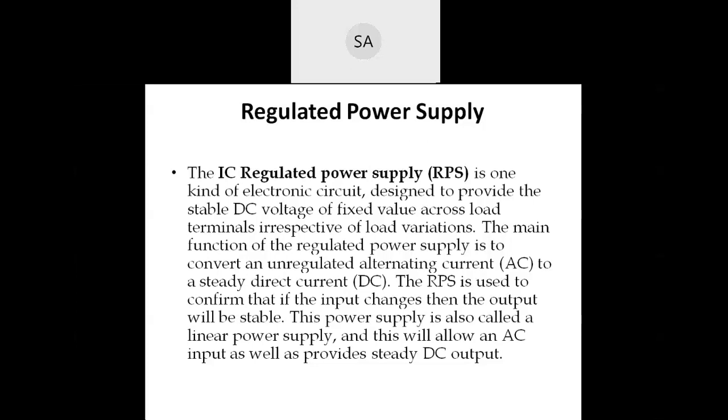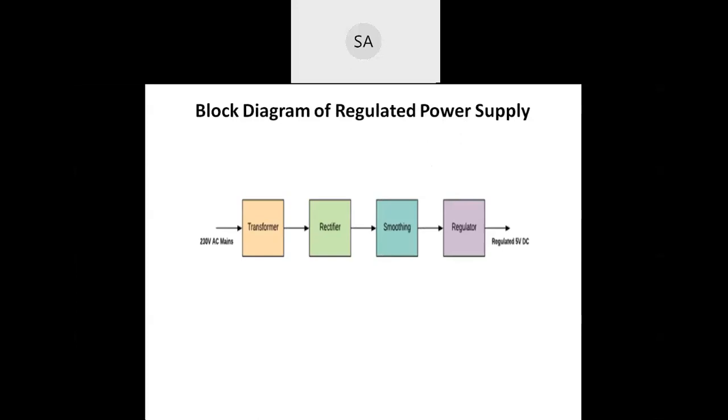A DC power supply provides DC output only from the AC signals. A regulated power supply means that even if there are any fluctuations at the AC input or across the load, there will be no change in the output. It provides a constant DC output only.